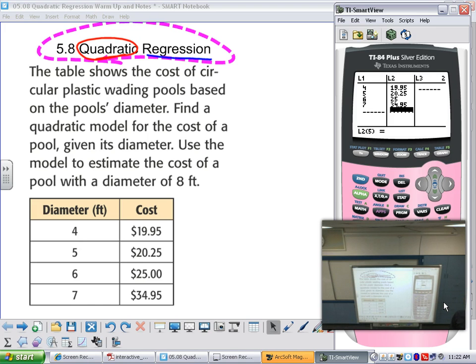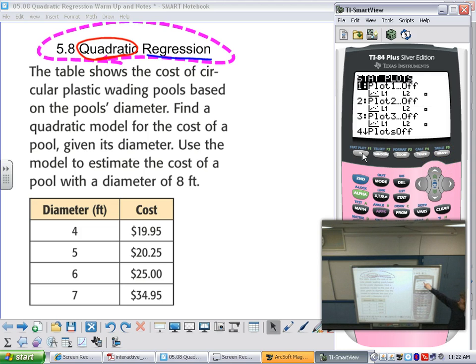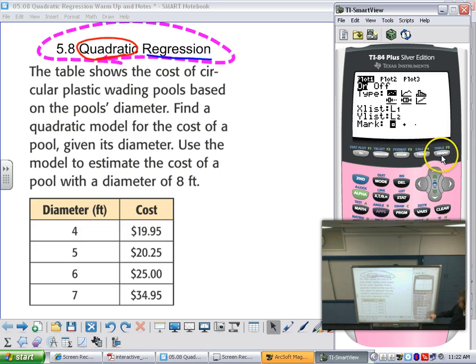What are we going to do now? How do we display this? Scatter plot. You can do graph, but it's not going to be there. Second y equals, you have to turn a scatter plot on. Turn it on. Hit graph, I see nothing because I need the correct zoom. Do you remember the correct zoom? Zoom stat, which is choice number 9.